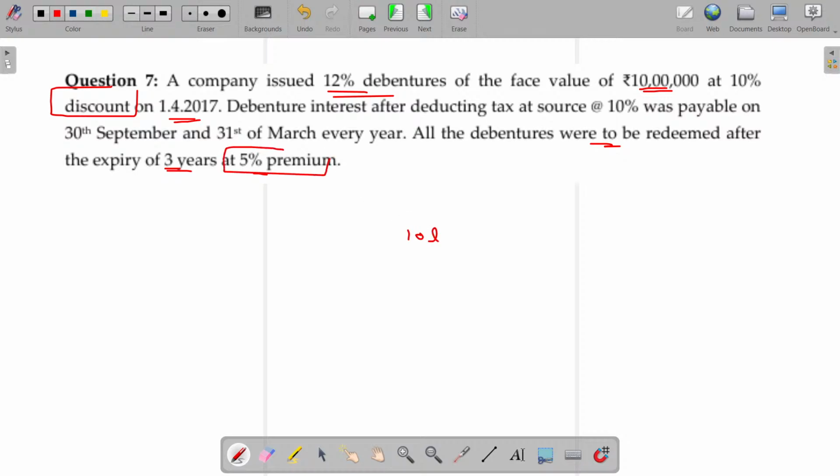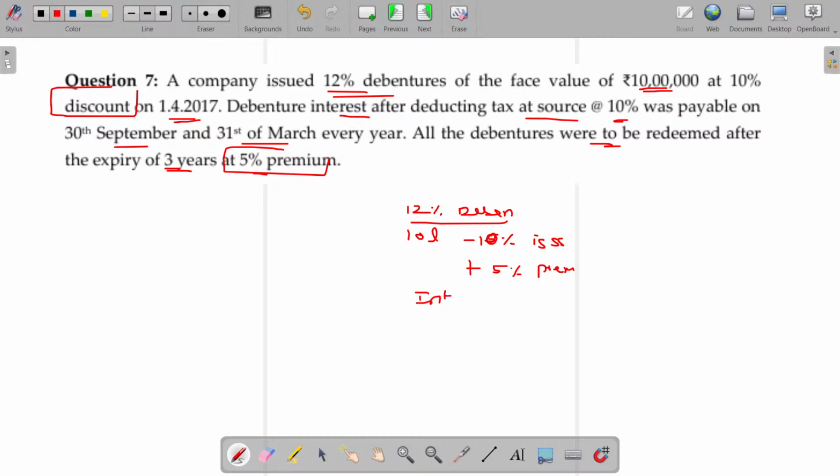10 lakhs, 10% discount and 5% premium. This is on issue, and this is on redemption. And debenture interest after deducting TDS, tax deducted at source 10%, was payable on 30th September and 31st March every year. This is a 12% debenture.